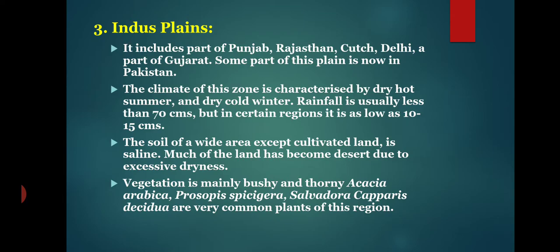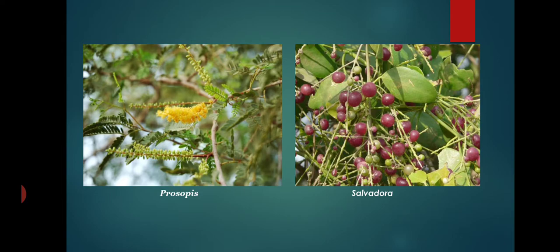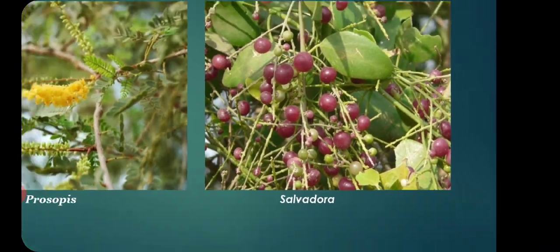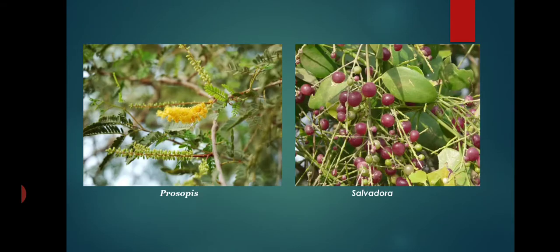So vegetation is mainly bushy, thorny, for example Acacia, Prosopis, like that species we can see. Here we can see this tree species, Salvadora. Actually this Salvadora is the toothbrush tree, that is, the small sticks are used to chew and clean teeth in the North Indian area.